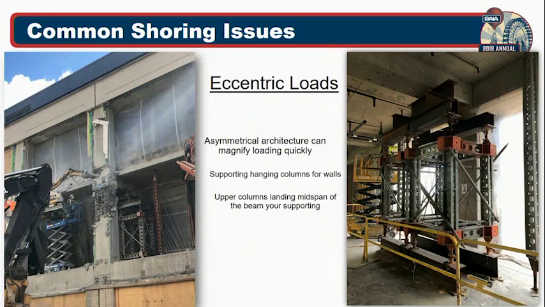So oftentimes, the orientation of what you're supporting is just as important as where you're going to support it. Asymmetrical architecture and odd distribution of loads can quickly magnify the amount of weight you're asking your shoring systems to support. For example, if you are supporting a second floor beam, but there's a third floor above and it has a column that comes smack down the middle of that beam you're supporting, you just probably double the amount of load that you're going to have to pick up.